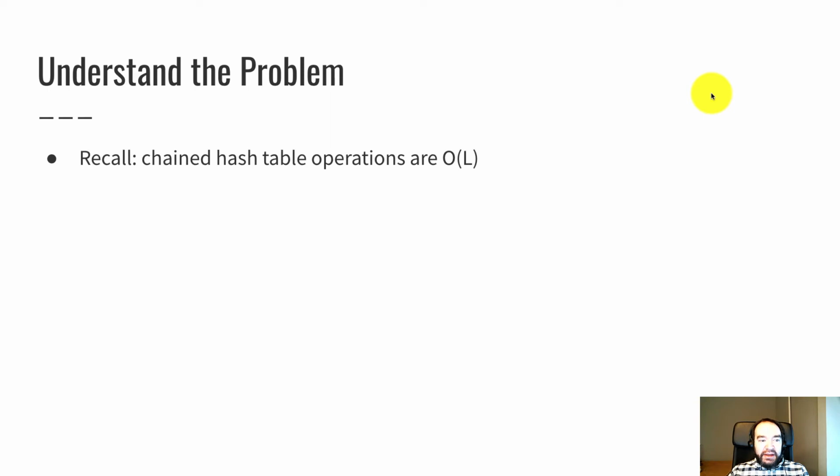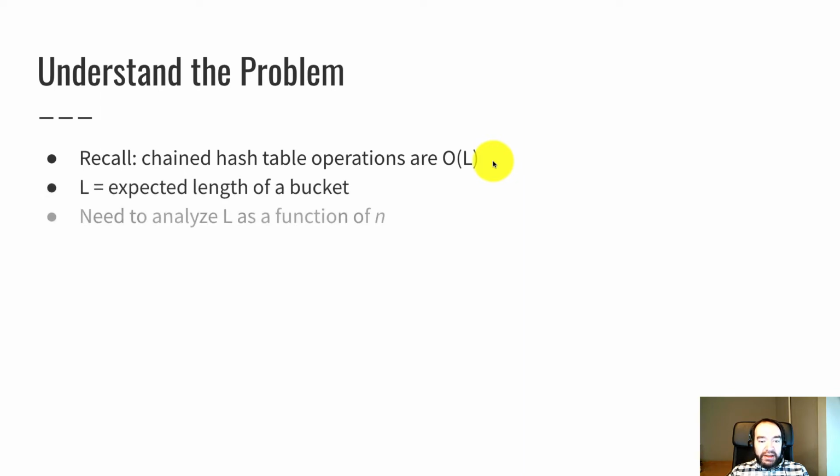So remember that many of the chained hash table operations take big O of L time, where L is defined to be the expected length of a bucket. What we need to do in order to have a more conventional efficiency class in terms of n is analyze what this L is related to n. N is the number of pairs actually in the hash table.